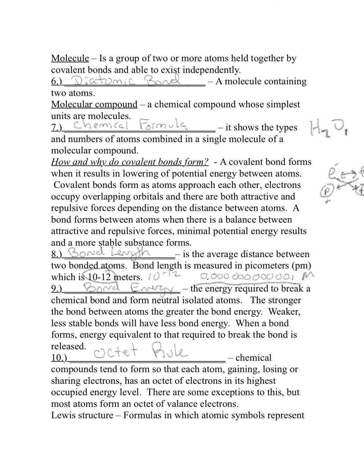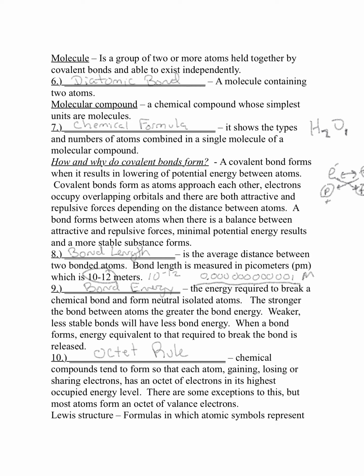Octet rule. In the octet rule, chemical compounds tend to form so that each atom, by gaining, losing, or sharing electrons, has an octet of valence electrons in its highest occupied energy level. There are some exceptions to this, but most atoms want to form the octet of valence electrons.